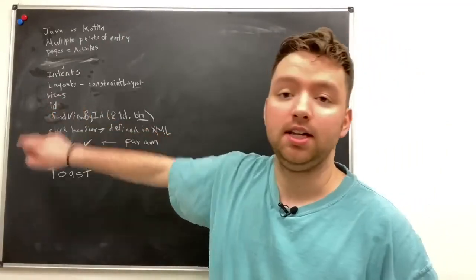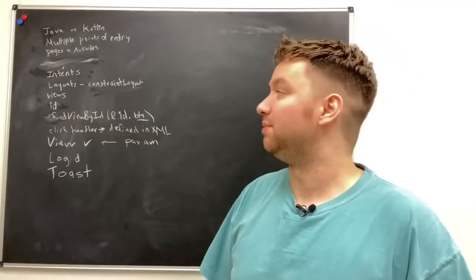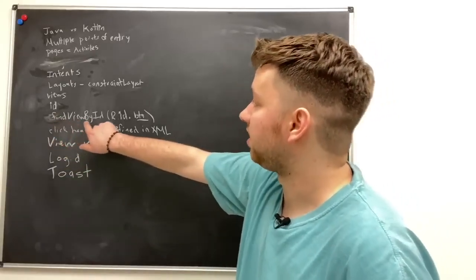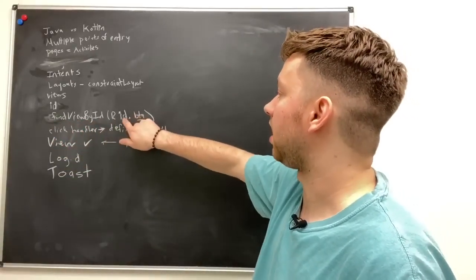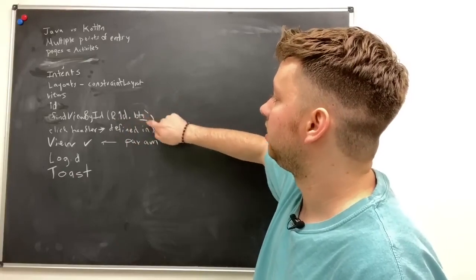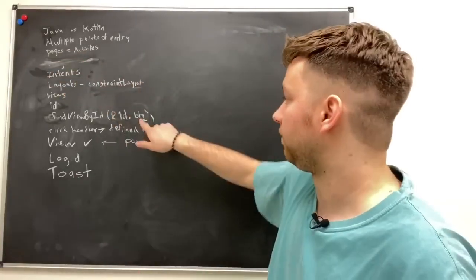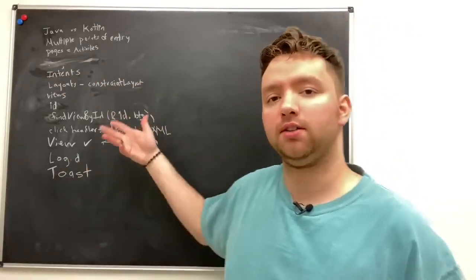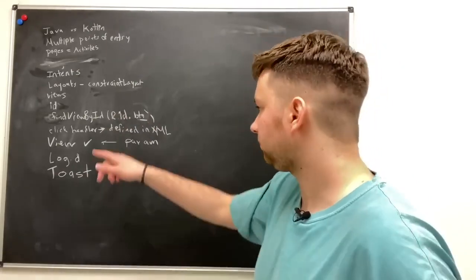Now we can give an ID to these views so we can reference them in code. And we do this by saying findViewById, passing in R.id, whatever the ID that we assign it is. So for example, button or button11 or whatever it might be.